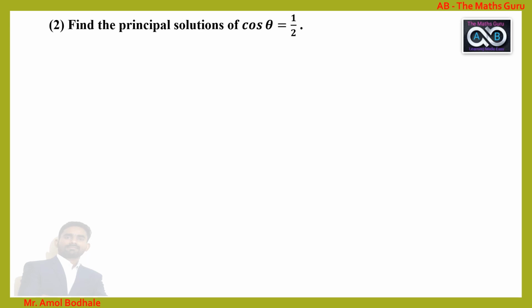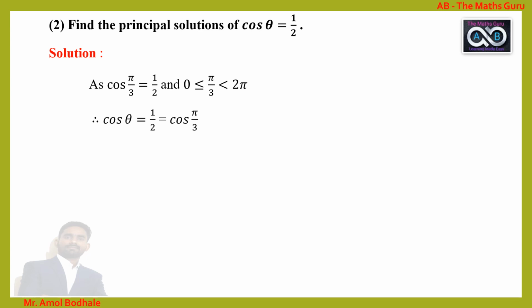Find the principal solution of cos theta equal to 1 by 2. Now here, for which angle is cos theta half? So we know that cos of pi by 3, that is cos 60, is half, and obviously 60 degrees lies between 0 and 360. So therefore 0 is less than or equal to pi by 3, less than or equal to 2 pi. So therefore we can say theta equal to pi by 3 is a principal solution. Now here the given value of cos theta is positive. So therefore where is cos theta positive? Cos theta is positive in the fourth quadrant and first quadrant.